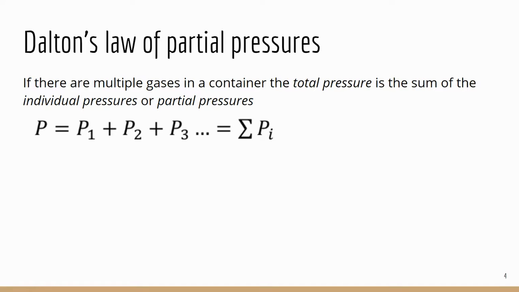So what that means is if you have two different gases in a container and one has a pressure of 5 atm and the other has a pressure of 7 atm, that means that the total pressure in the container is 12 atm. We can just add the pressures together.